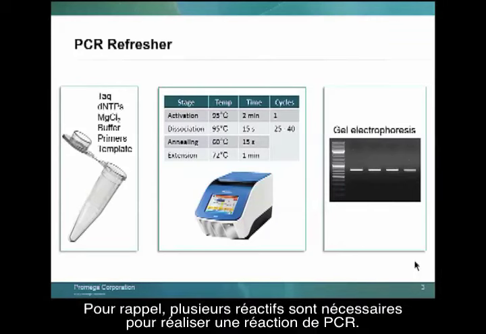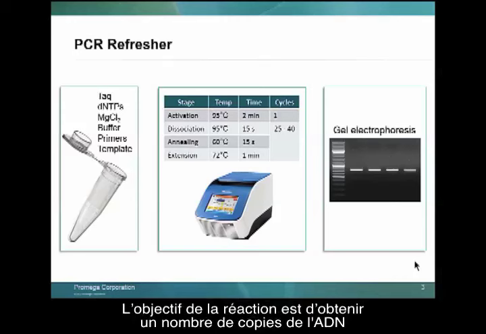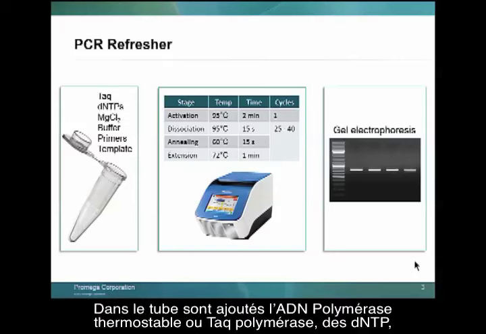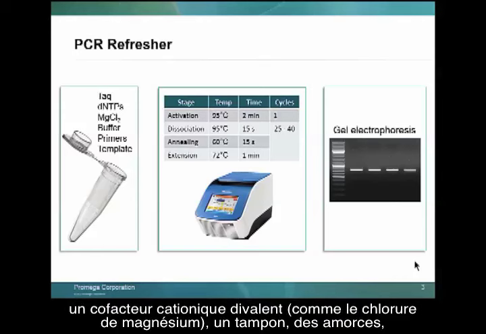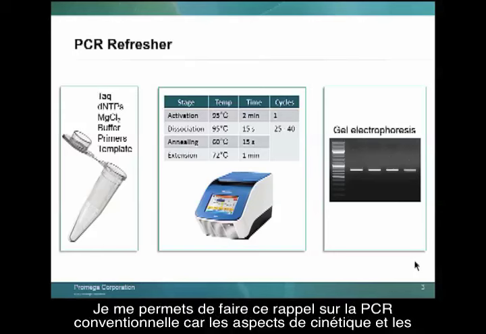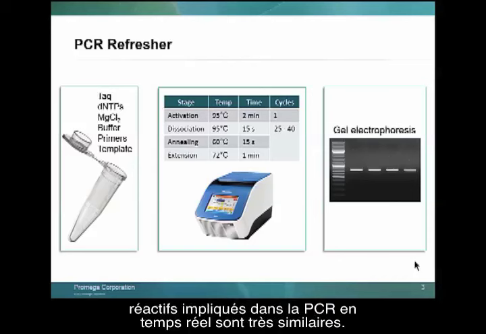So, as a refresher, PCR starts with a number of reagents, and what you're interested in doing is copying the DNA to a level that you can use it in downstream applications or for analysis. The reagents that you're going to include in your tube are a thermostable DNA polymerase, often Taq polymerase, dNTPs, a divalent cationic cofactor like magnesium chloride, buffer, and then the primers or oligos for your target of interest and the template or sample. And I'm going back over this because the kinetics and the reagents involved in traditional PCR are very similar to those involved in real-time PCR.